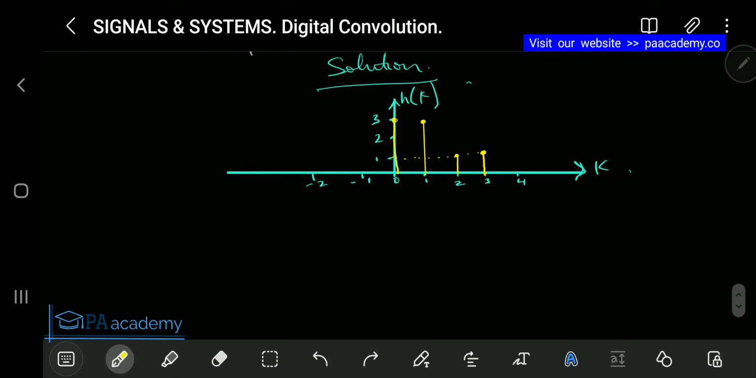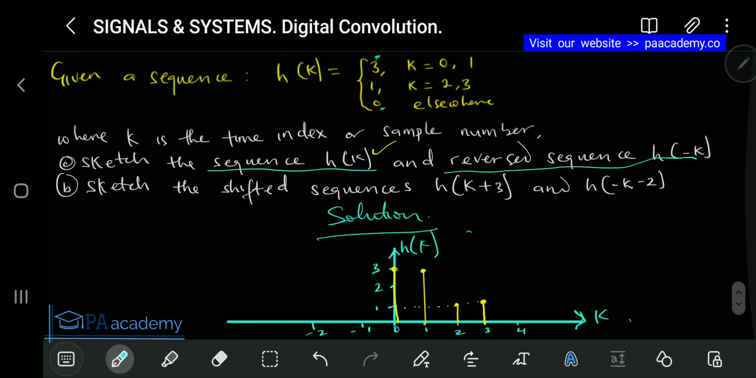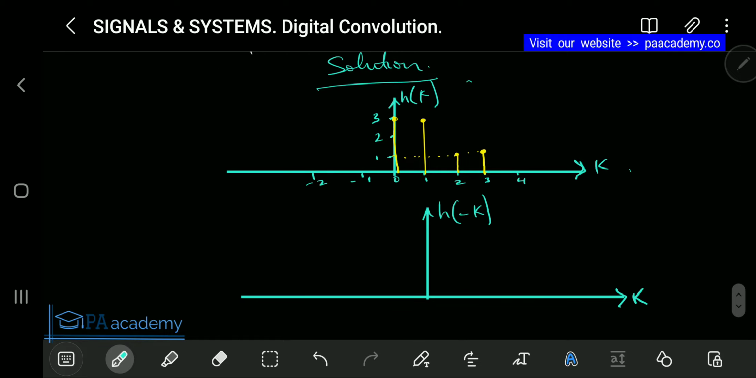So in doing this, I'm just going to redraw. I'll just go ahead and draw this again. So this will be our k, and this time around we are going to have this as our h of minus k. Remember, that's how you indicate a mirrored signal. You can call it a mirrored signal or a reversed signal, time reversal.